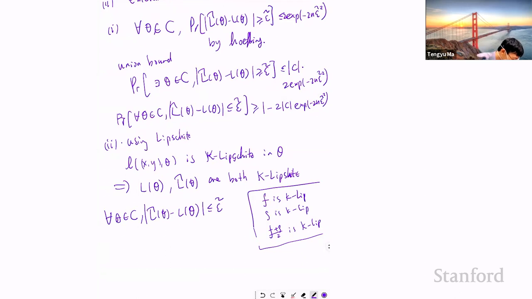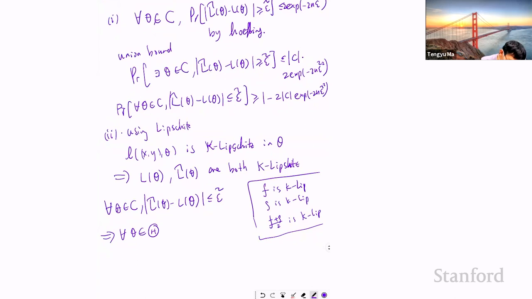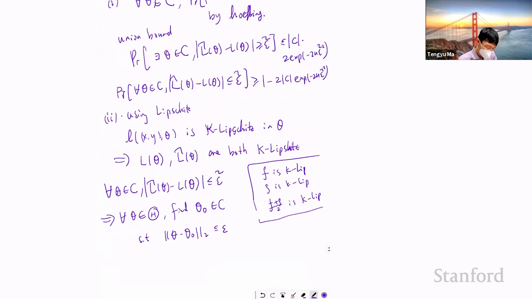We want to prove that the same thing happens when you replace C by S. So this means that for every theta in capital theta, the ball, you can find some theta 0 in C such that the L2 norm of theta minus theta 0 is less than epsilon. This is by the definition of epsilon cover. C is an epsilon cover of capital theta, that's why you have this.